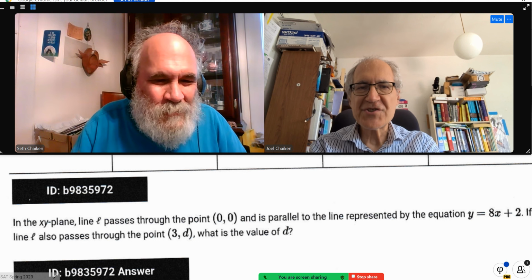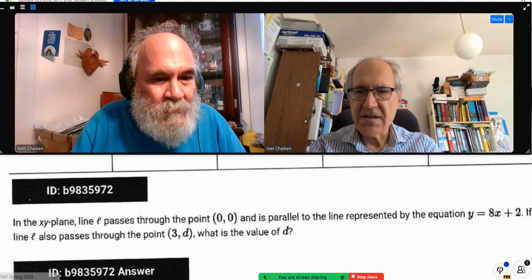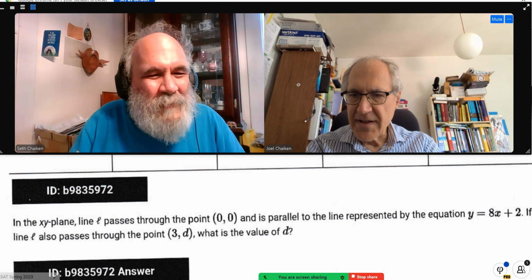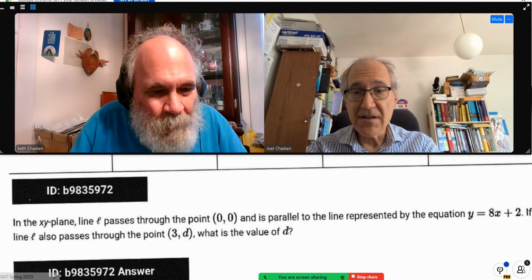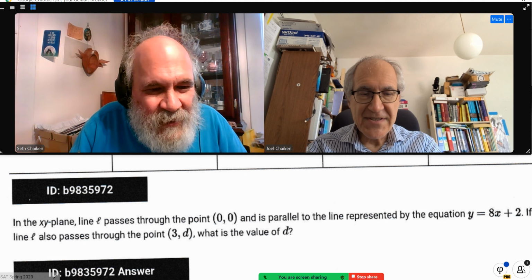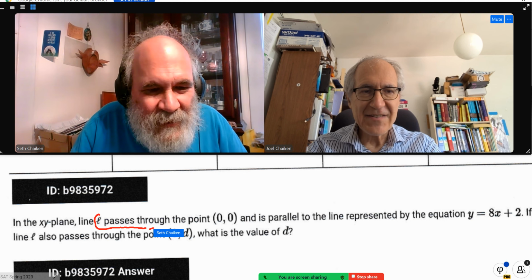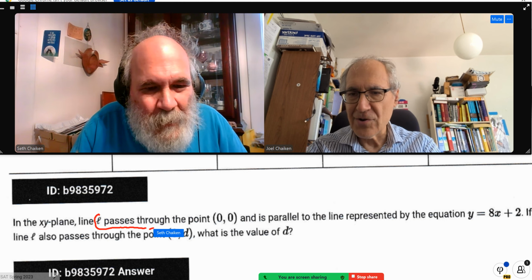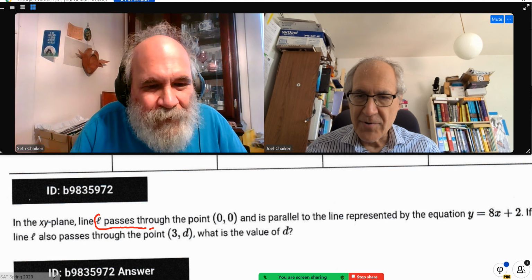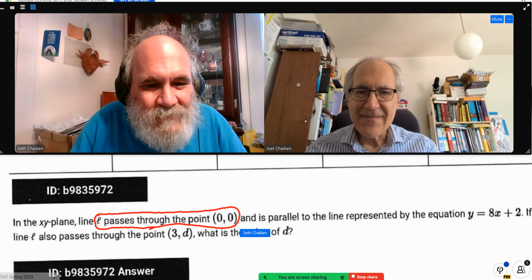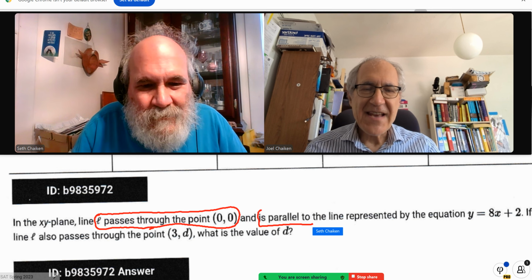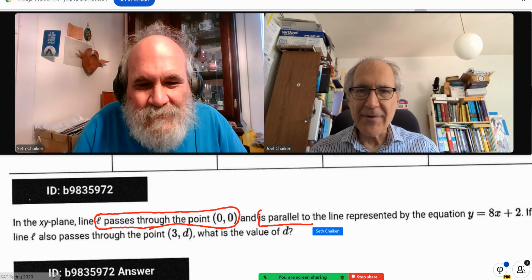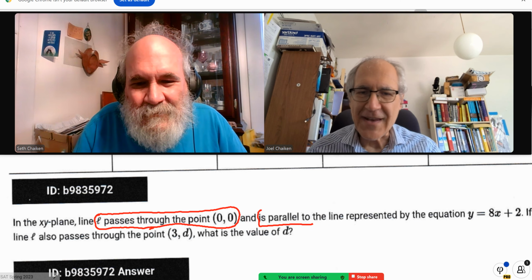Spoiler alert, this question may appear on a Blue Book test. Okay. In the XY plane, line L passes through the point 0, 0 and is parallel to the line represented by the equation y is 8x plus 2. If line L also passes through the point 3, D, what is the value of D? I've been taking too many questions recently and blowing them, so this is Seth's chance to make his mistakes.